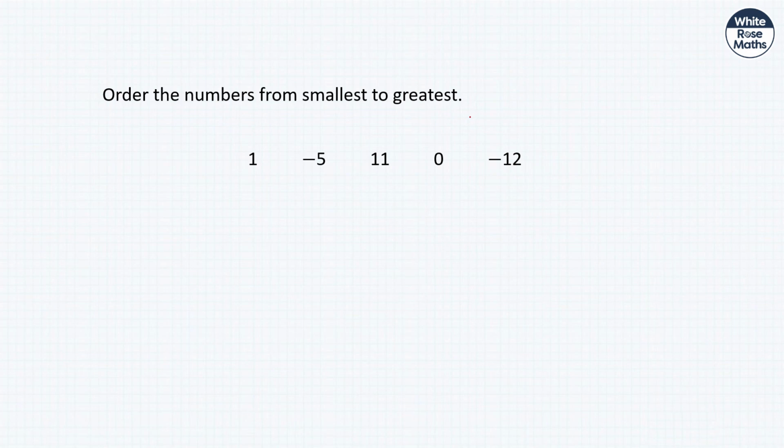This is the next question. It says circle the numbers from smallest to greatest. Okay, so we start from the smallest to largest. The smallest here would be -12. Then cross it off as we do it just to avoid confusion. Then it'd be -5. Then it'd be 0, 1, and 11. Okay, that's my answer for that one.